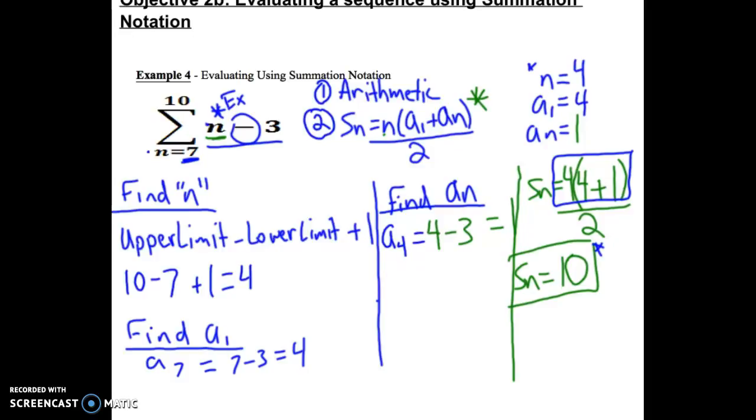Now, there will be problems you encounter that will have a much larger sum than just 10. But go ahead and try the next 2 examples on your own and then raise your hand when you are done, and I'll come check.